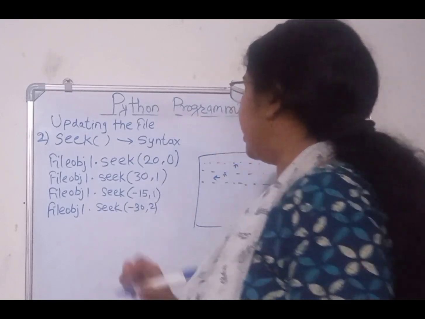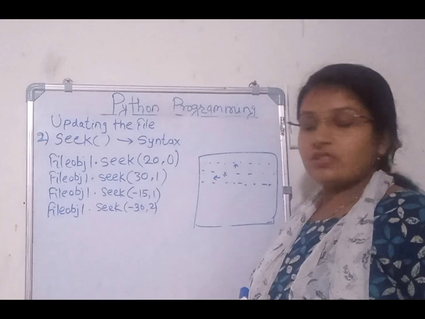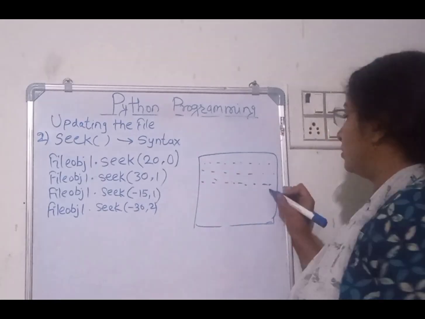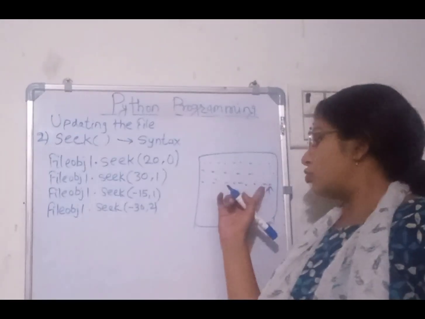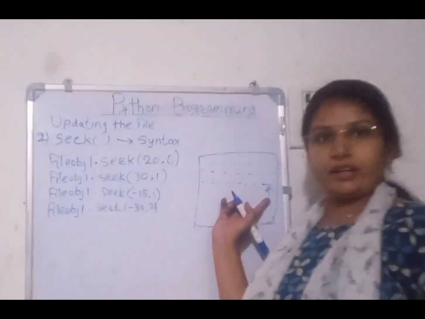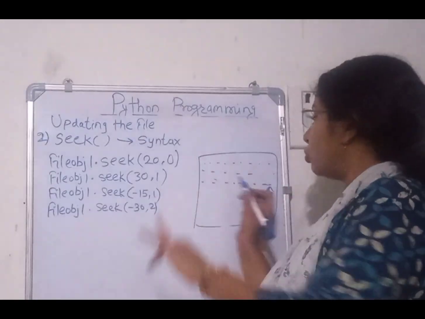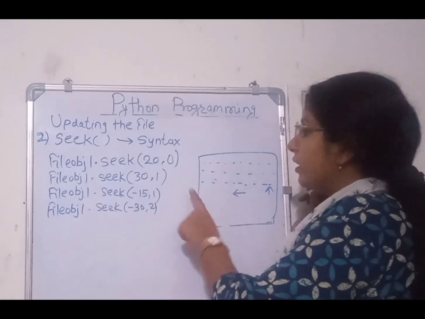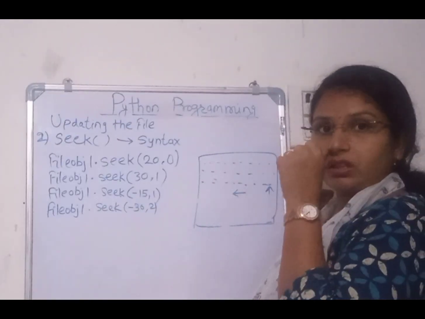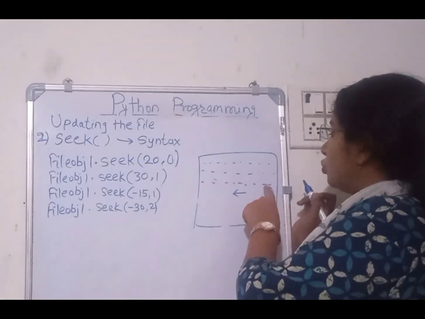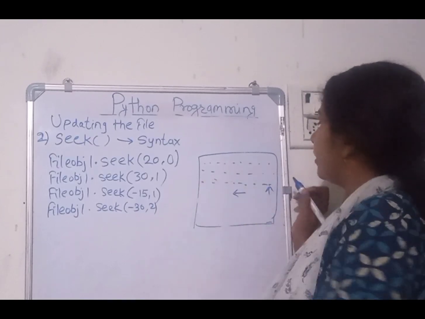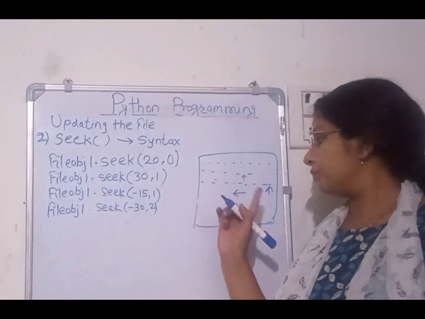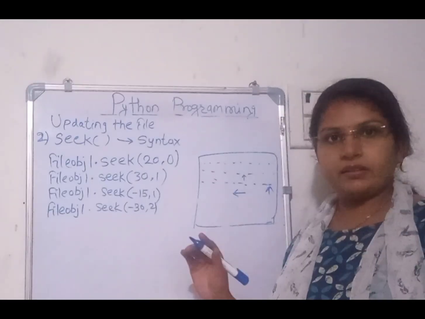Next, suppose file object 1 dot seek, here -30, 2. Here I am using the mode as 2. So 2 means the end of the file. End of the file is here. This is your end of the file. So you place your file pointer position at the end of the file and you need to go backwards. You cannot go forward. So you are going backward 30 characters. You are counting 30 characters and then you are placing the file pointer, suppose here. So this is your current file pointer position. So backward 30 characters, and that's all.